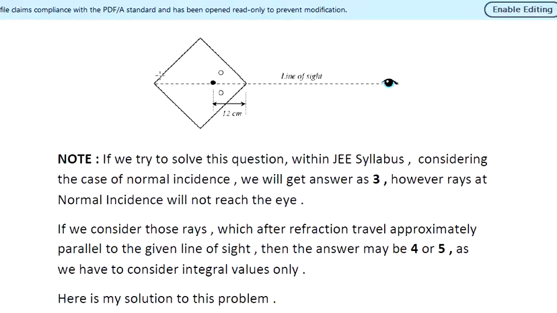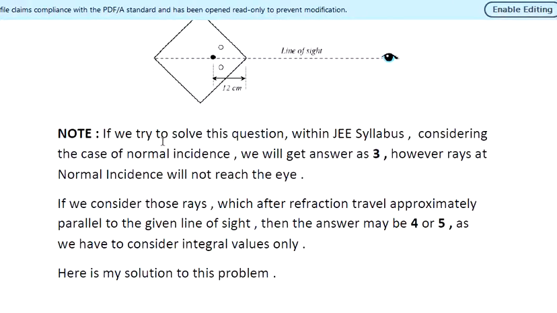So here this is the container filled with water, this is the wire, and it is being seen like this. So this is the line of sight. Now if we try to solve this question within JEE syllabus, considering the case of normal incidence, we will get answer as 3. However, rays at normal incidence will not reach the eye. If we consider those rays which after refraction travel approximately parallel to the given line of sight, then the answer may be 4 or 5, as we have to consider integral values only. Here is my solution to this problem.